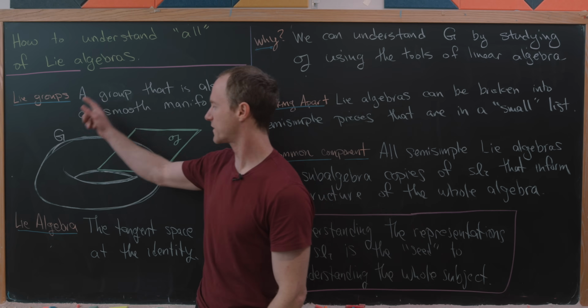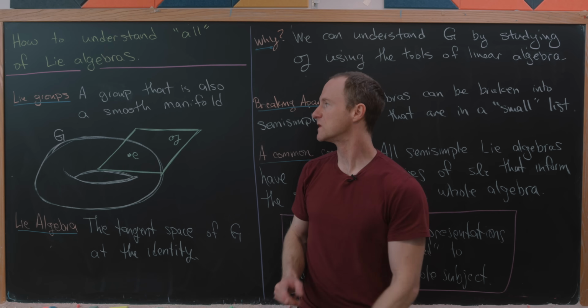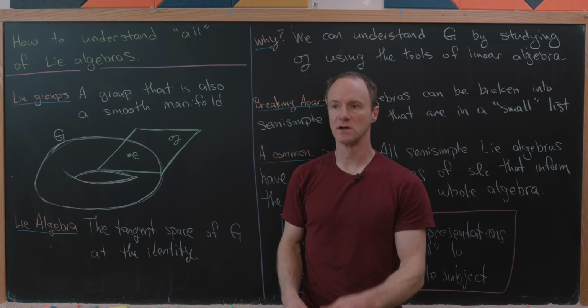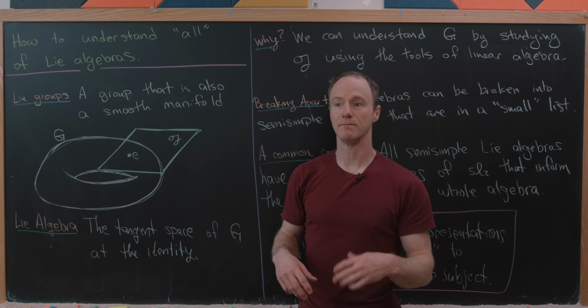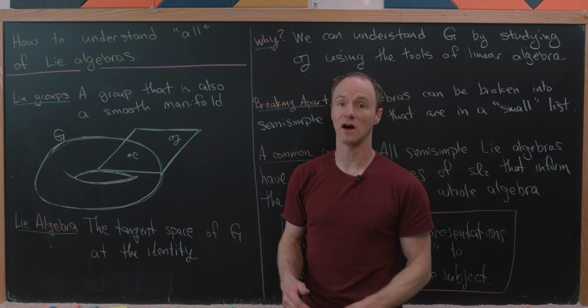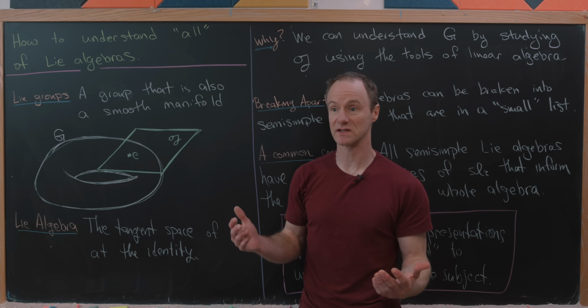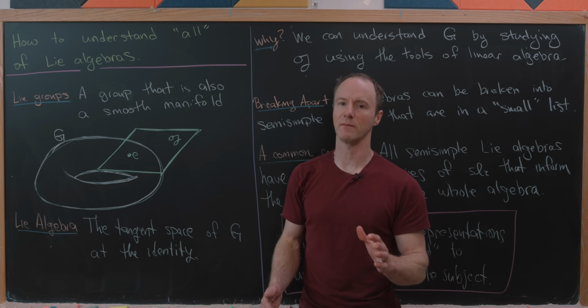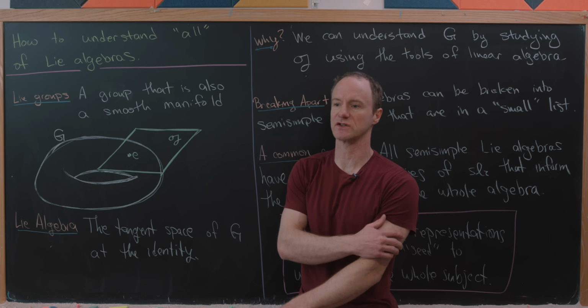And so let's start with the notion of a Lie group. A Lie group is just a group that's also a smooth manifold. You can think about matrices whose determinant is non-zero. That's obviously a smooth manifold, and it's a group. And if you're scared of the word manifold, we really just mean a smooth surface.